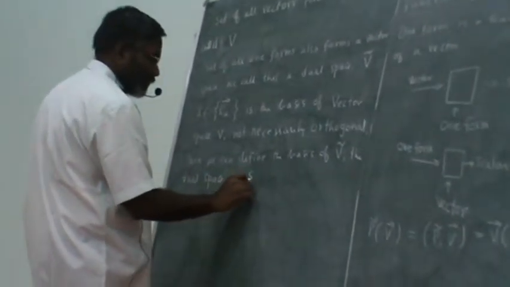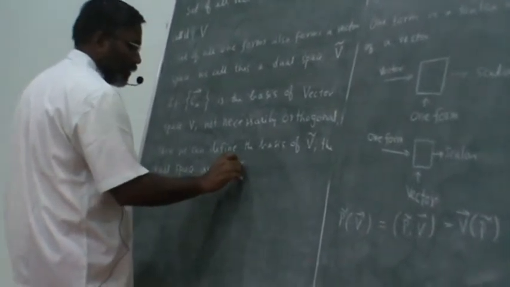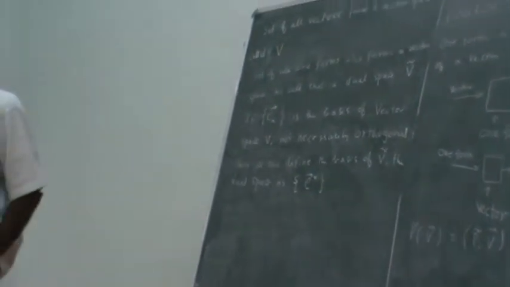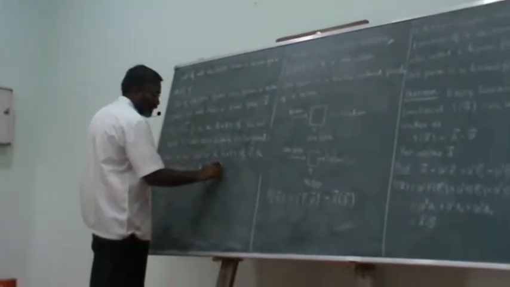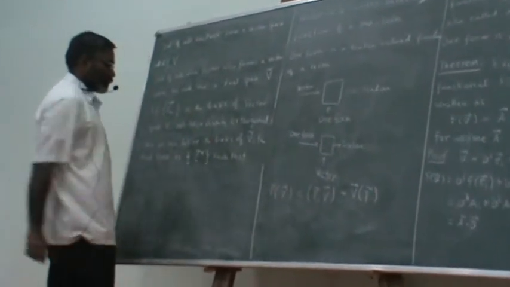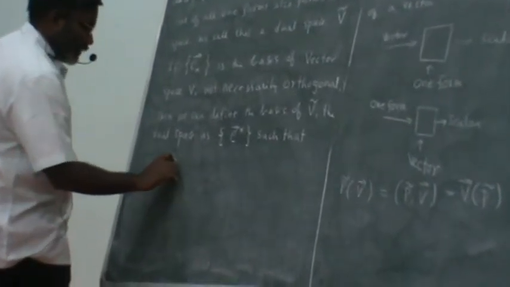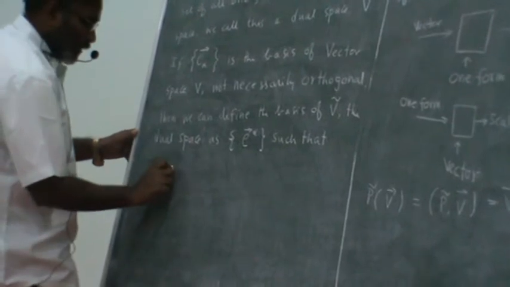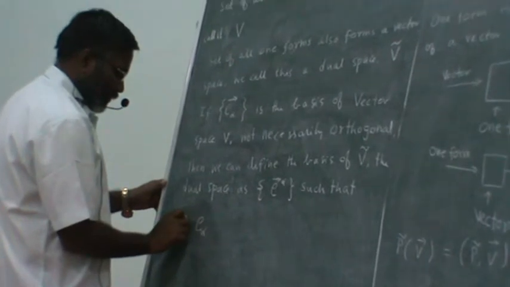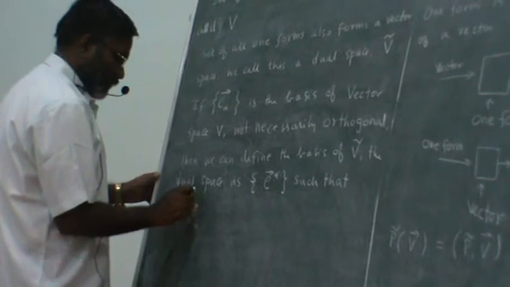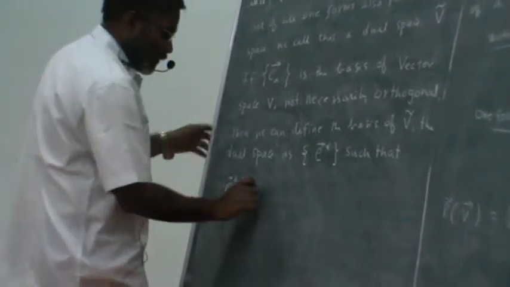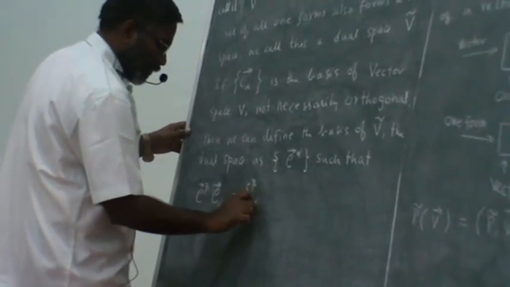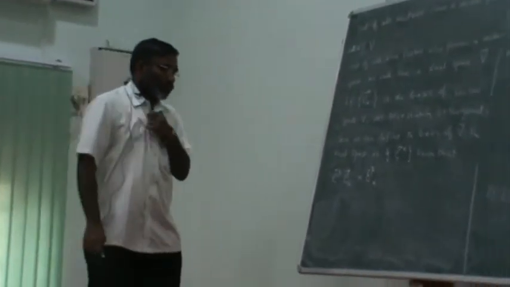The basis of V tilde, the dual space, as E alpha. The alpha for the dual space I am putting as a superscript, E superscript alpha, such that the product of E alpha into E beta is equal to delta beta alpha. So this is the product.